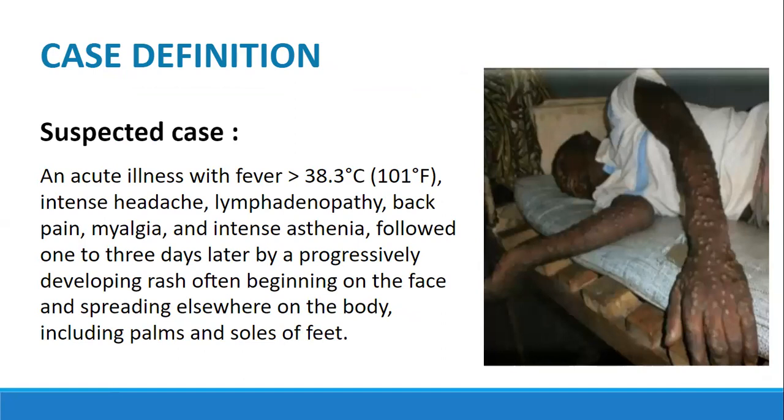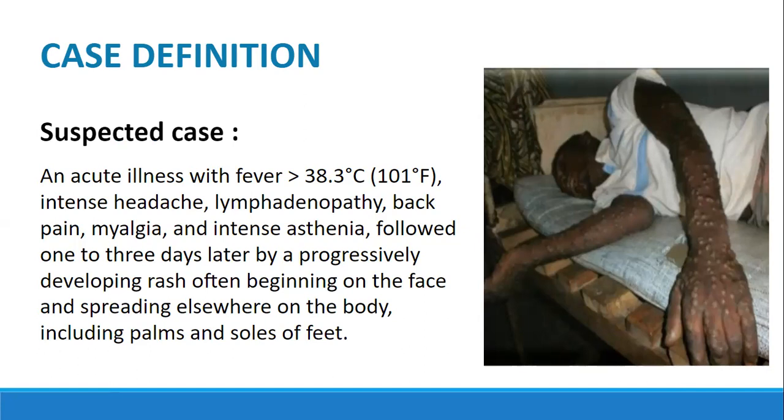This definition is given by WHO. What is a suspected case? A suspected case is an acute illness with fever above 38.3 degrees centigrade, with intense headache, lymphadenopathy, back pain, myalgia, and intense asthenia, followed 1 to 3 days later by a progressively developing rash, often beginning on the face and spreading elsewhere on the body, including palms and soles of the feet. So, this is the definition of the suspected case.